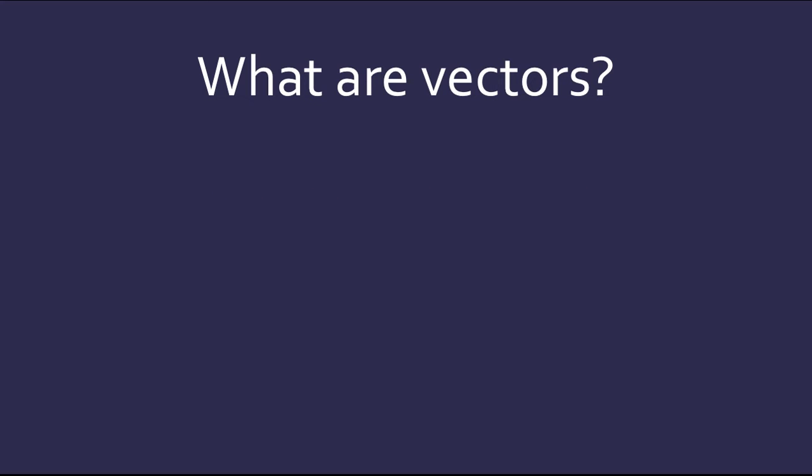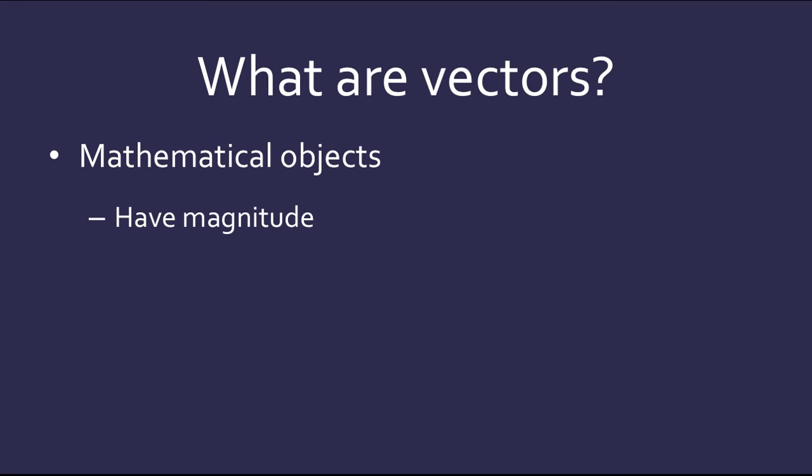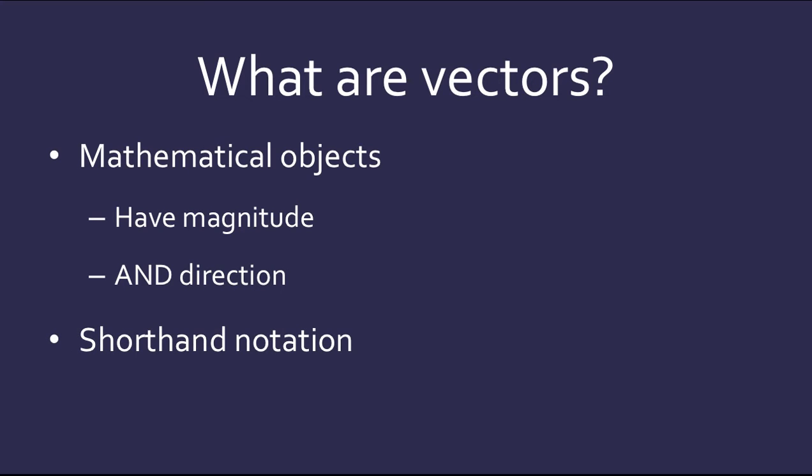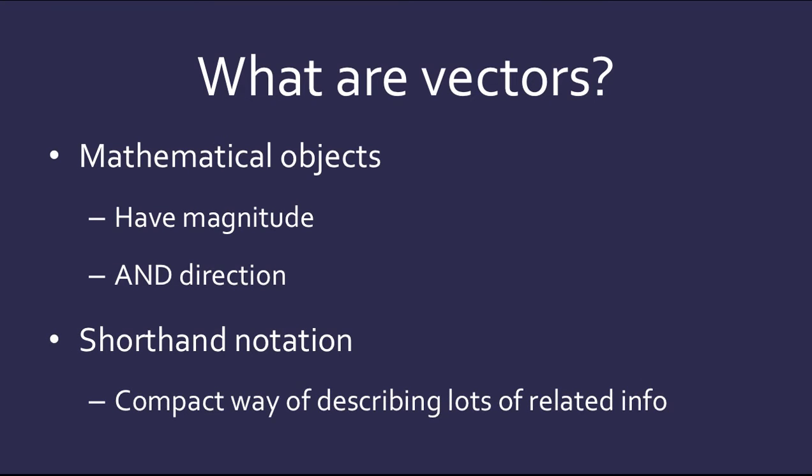The first question to be asked is, what exactly are vectors? Well, they're mathematical objects that have magnitude and direction. They're also a very useful shorthand notation, as they're a compact way of describing lots of related information.